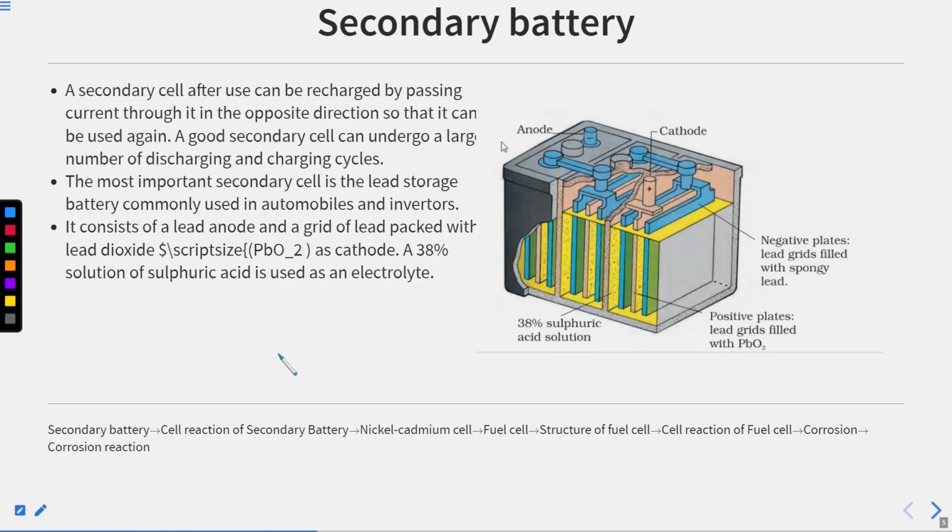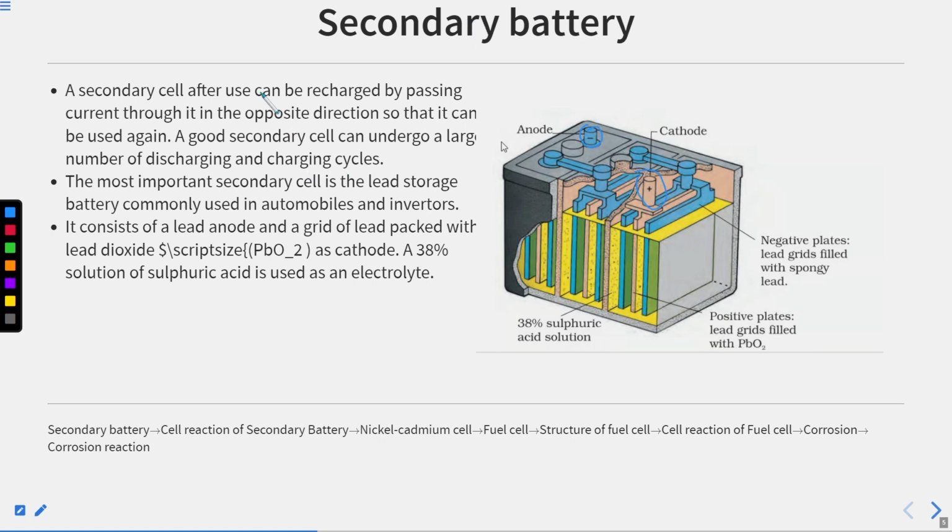So here is a picture of a secondary battery. This is a schematic diagram. We have cut a part of it so that you can look inside. What does a secondary battery look like? If you see it, you can see it has a cathode and an anode. Here is your anode. Here is your cathode.